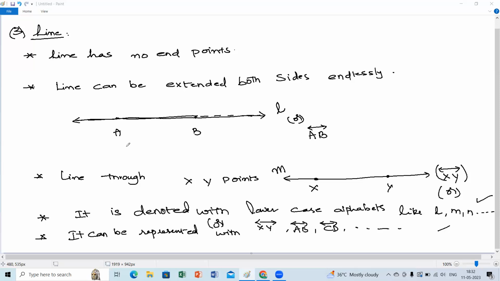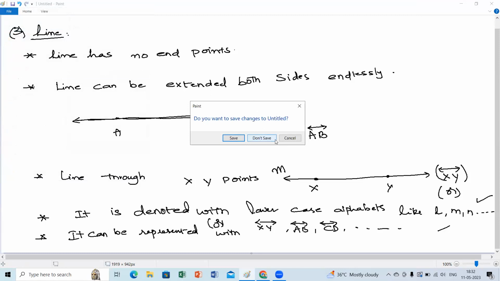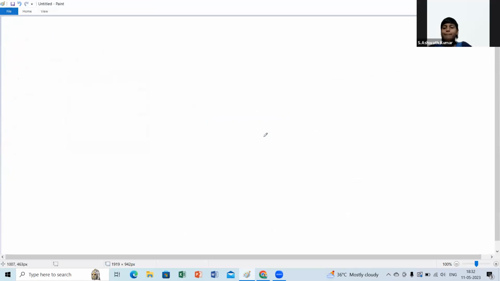Right, shall we go with the next point, children? What is the next one? Ray. Yes, Ray. If you want, you can write it, children, but this year Ray is removed. Ray is in the rationalized syllabus, it is not there. But anyway, you should learn it, children. Shall I clear the screen? Yes, ma'am. Write down Ray.